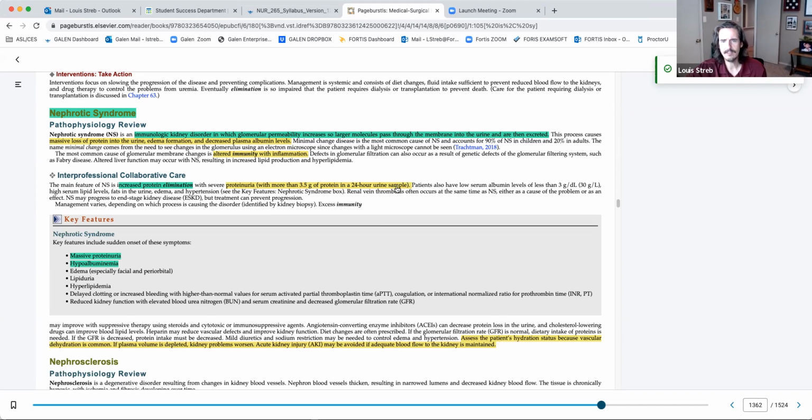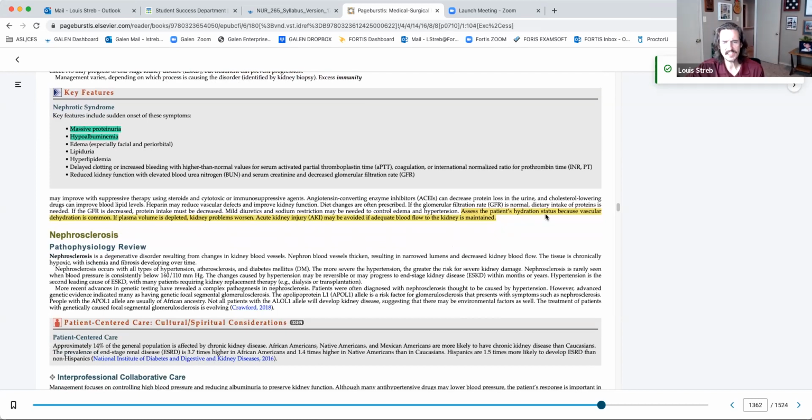Patients will have low serum albumin levels, less than 3 grams per deciliter. We know that they're going to have high serum levels of lipids. They're going to have fats in their urine. They're going to have edema. They're going to have hypertension. It just starts making sense. The renal vein thrombosis often occurs at the same time because of problems. That's not so important. I just want you to understand what the hallmark signs and symptoms are, this elimination of protein.